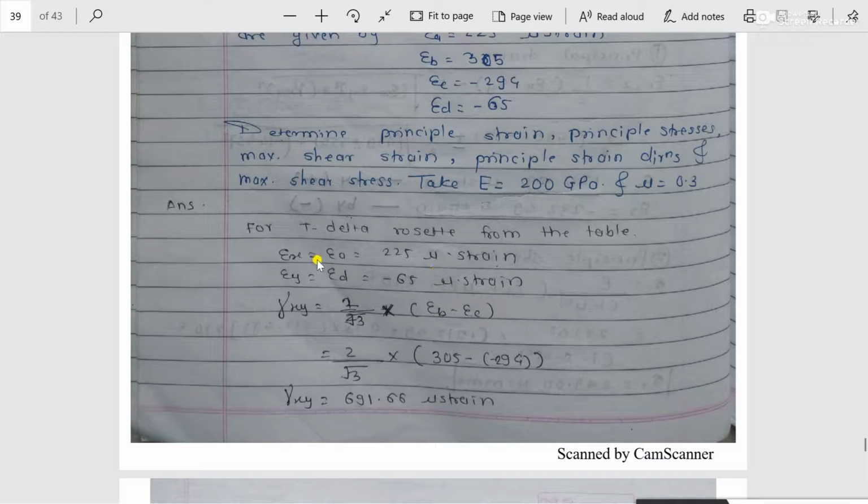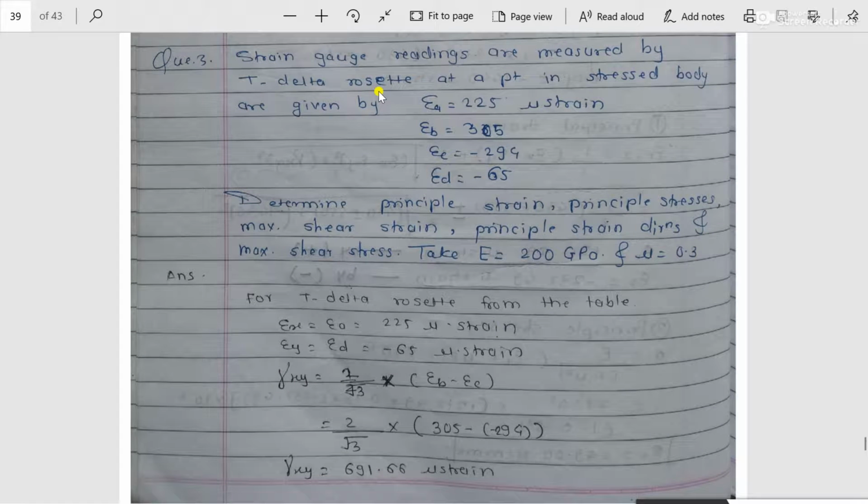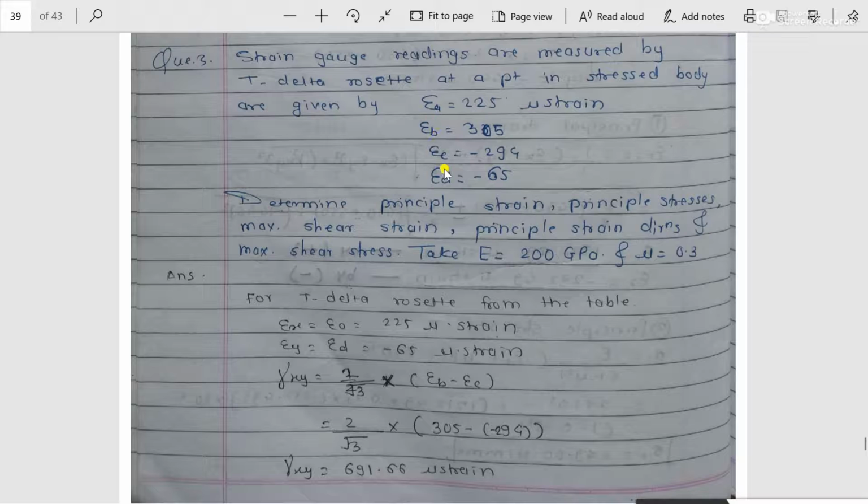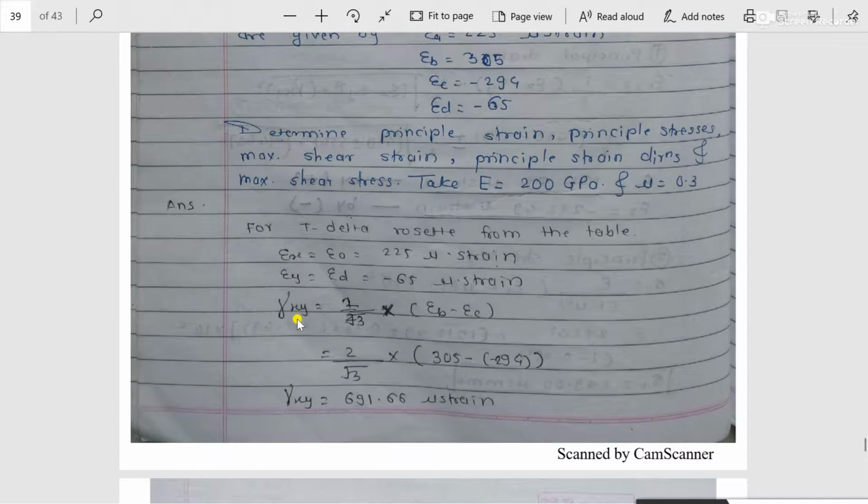From that particular table I can calculate the value of epsilon x, which is equal to epsilon a, that is 225 microstrain. Epsilon y is equal to epsilon d, because it is mentioned in that table. Once again it is equal to minus 65 microstrain. Then gamma xy is equal to 2 upon root 3 into epsilon b minus epsilon c. This formula I have taken from that table. This gamma xy is given for the T delta rosette. So from that table I have written the equation 2 upon root 3 as it is, multiplied by epsilon b, I can put 305 minus epsilon c. Here it is given negative, therefore we have to take that negative value as it is, and I can calculate gamma xy, which is equal to 691.66. That means by taking the values of epsilon a, b, c, and d, I have calculated epsilon x, epsilon y, and gamma xy.